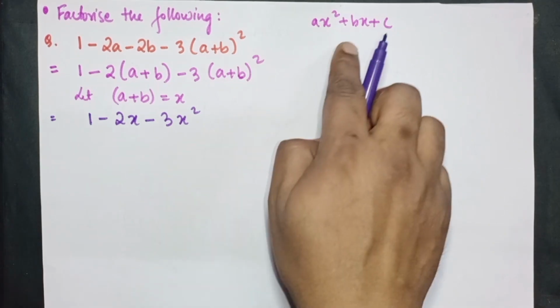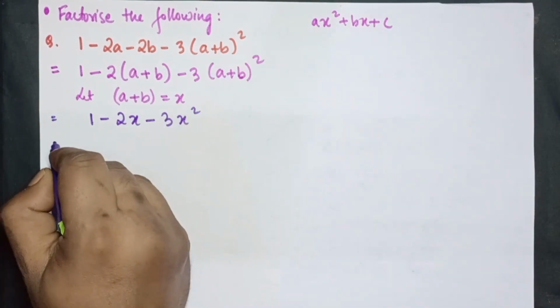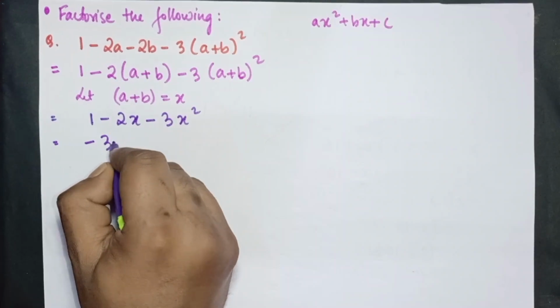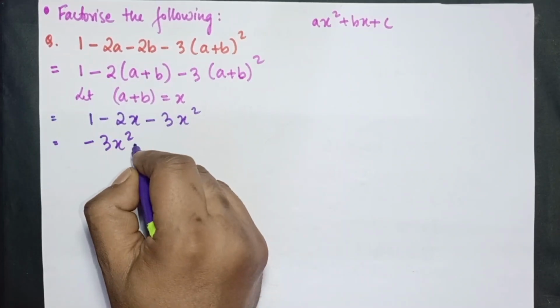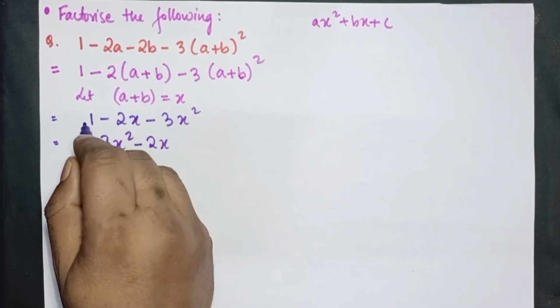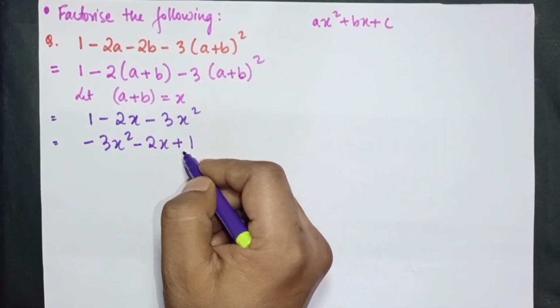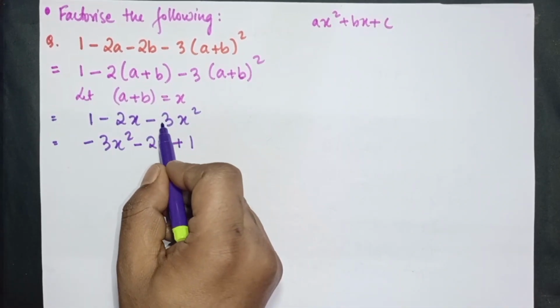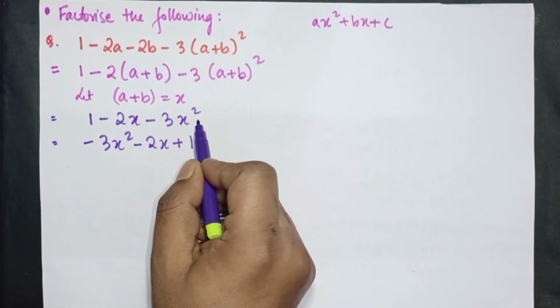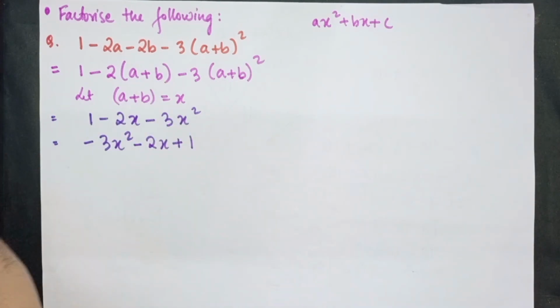But still this is not in standard form. This has to come front. So what will be this? Minus 3x square. Just we are changing the place. Minus 2x. This is your plus 1. So don't get confused that when I bring this side it will be plus. This is not we are bringing from the equals to sign. Just we are changing the place.